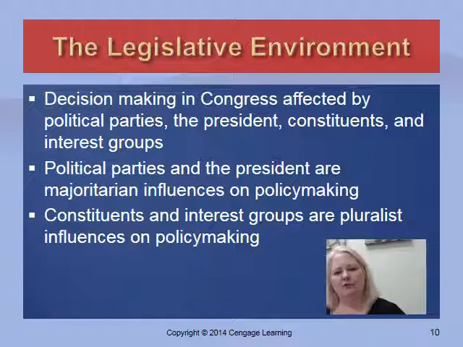Constituents and interest groups are pluralist influences on policymaking. Maybe they're not the most informed people, but they are informed. Sorry about that. This allergy stuff, man. Okay. Anyway, constituents and interest groups are pluralist influences on policymaking because they have that narrow focus, and they're focusing specifically on a narrowed interest instead of an overall picture.